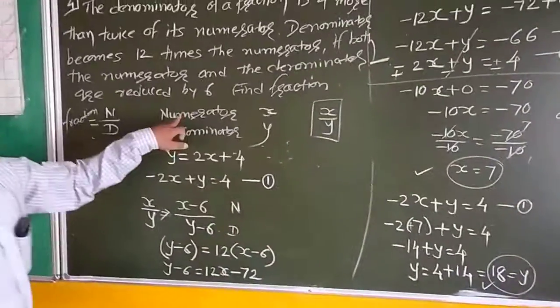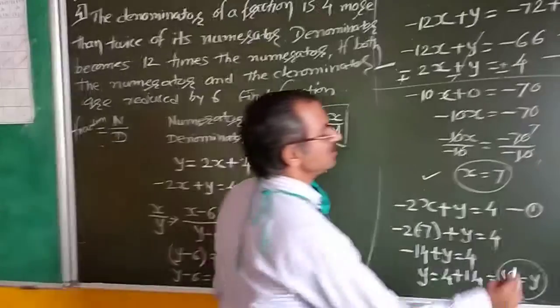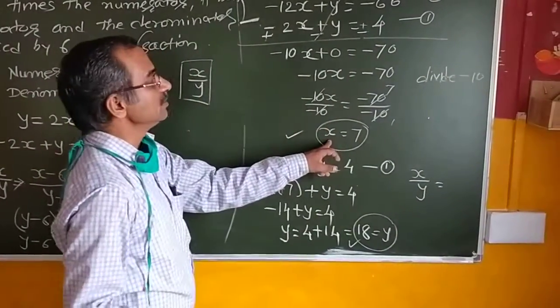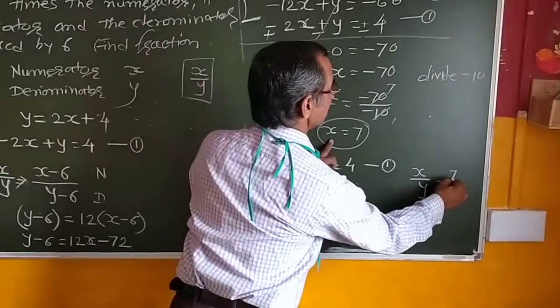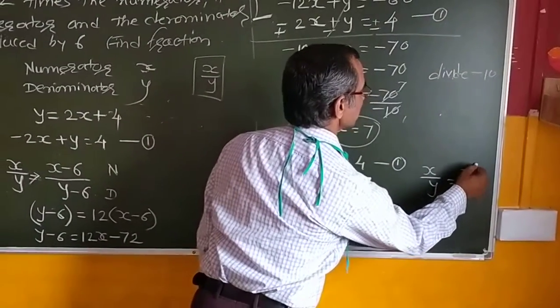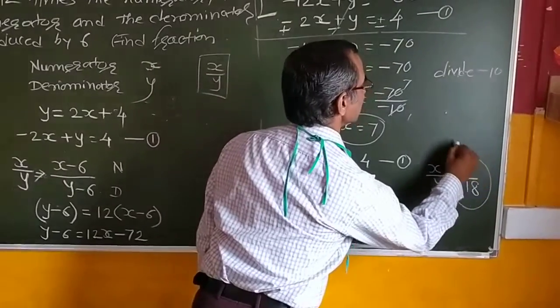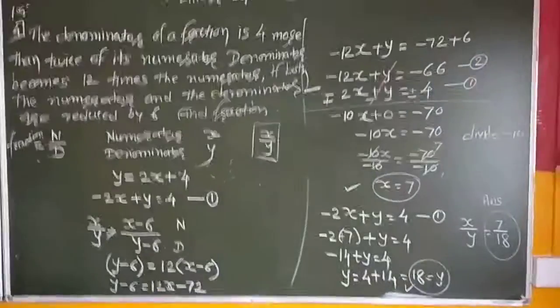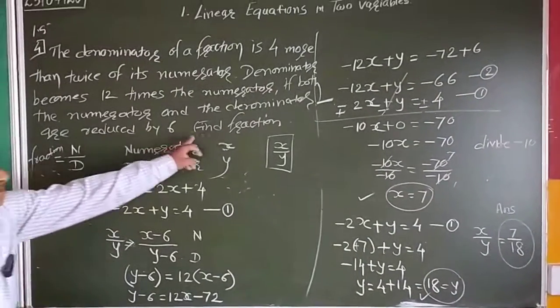What is x? That is the numerator. Means our fraction is x upon y. By putting in the values, x is equal to 7, y is equal to 18, our fraction is 7 upon 18. That is our final answer. Fraction is 7 by 18. We found this fraction.